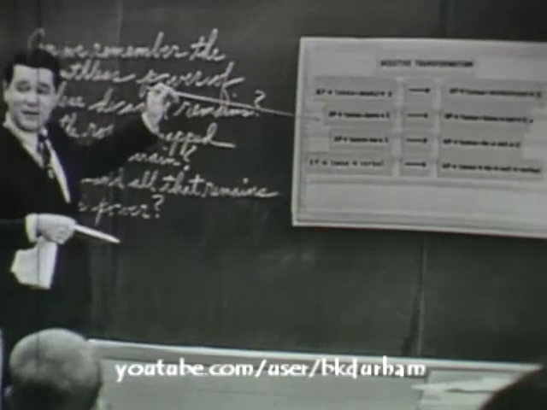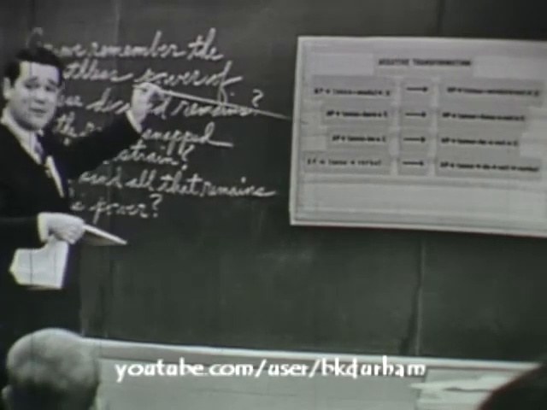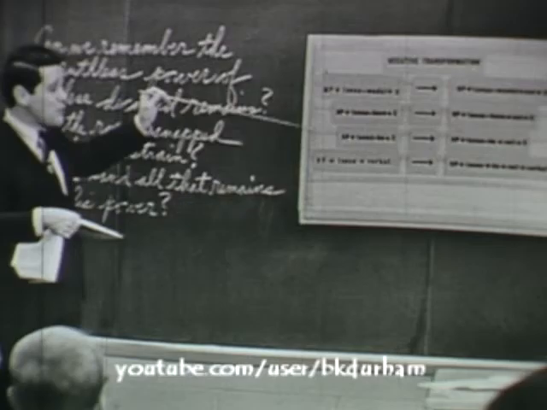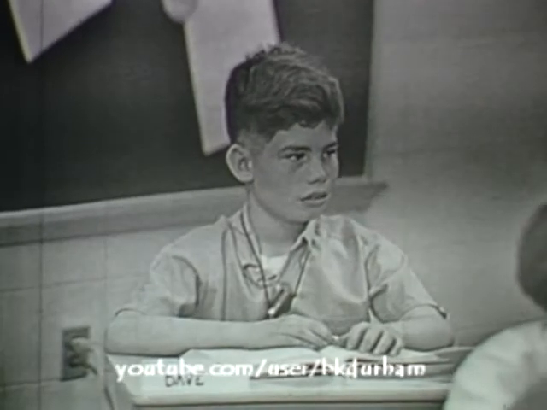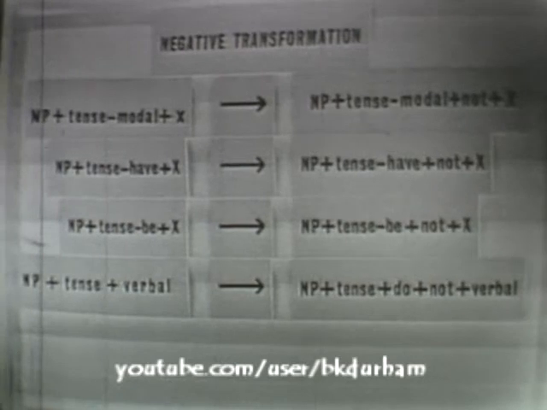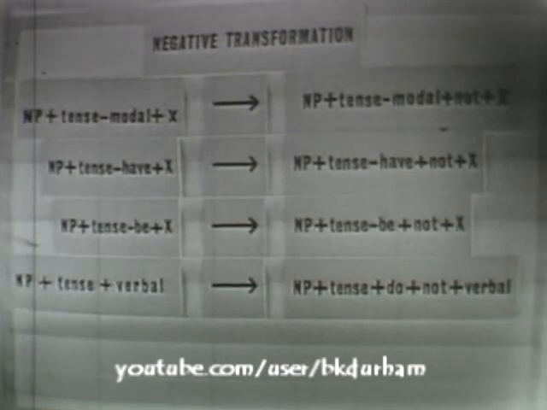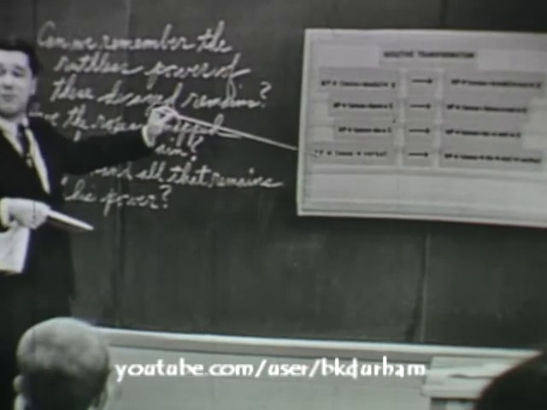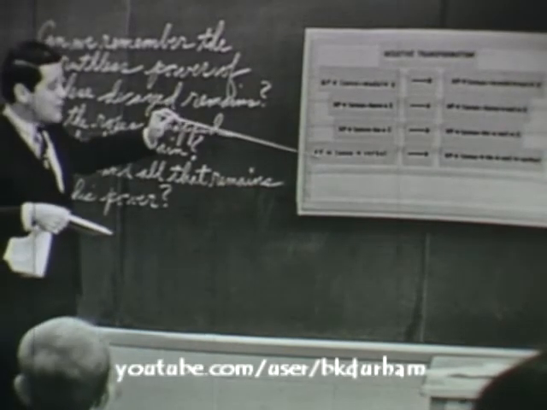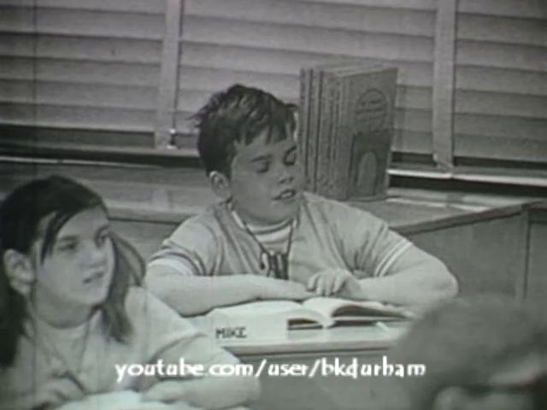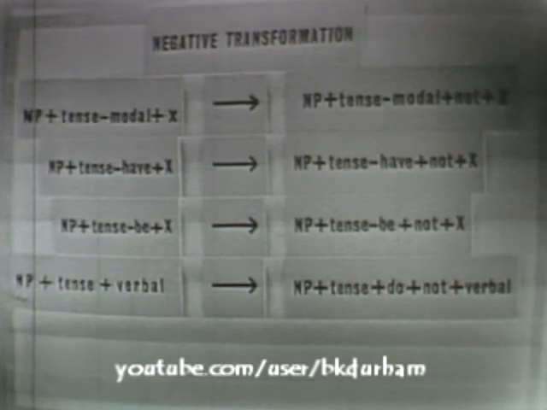All right. Let's have a couple of boys way up back there. Dave, look at the third one, please. See if you can keep up with these girls. How about reading the third one for us? NP plus tense be plus X becomes NP plus tense be plus not plus X. All right. And Mike, way back there, how about looking at this fourth line and reading it? NP plus tense plus verbal becomes NP plus tense plus do plus not plus verbal.